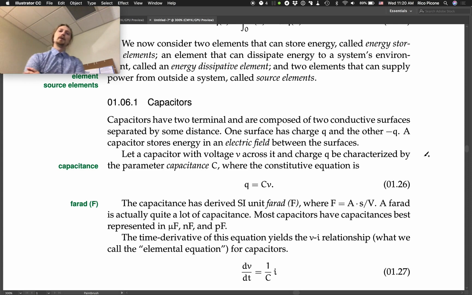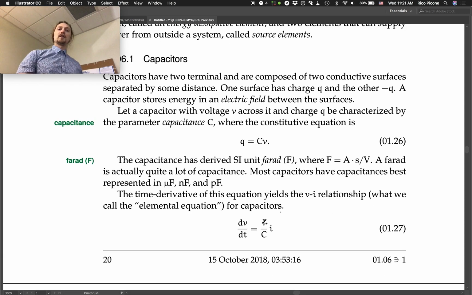Let a capacitor with voltage V across it and charge Q be characterized by the parameter capacitance C, where the constitutive equation is that the charge is proportional to the voltage by constant of proportionality C, the capacitance. Capacitance has derived SI unit farad, where a farad is an amp second per volt. A farad is actually quite a lot of capacitance, so we'll typically talk about the capacitance of capacitors in terms of micro, nano, and picofarads.